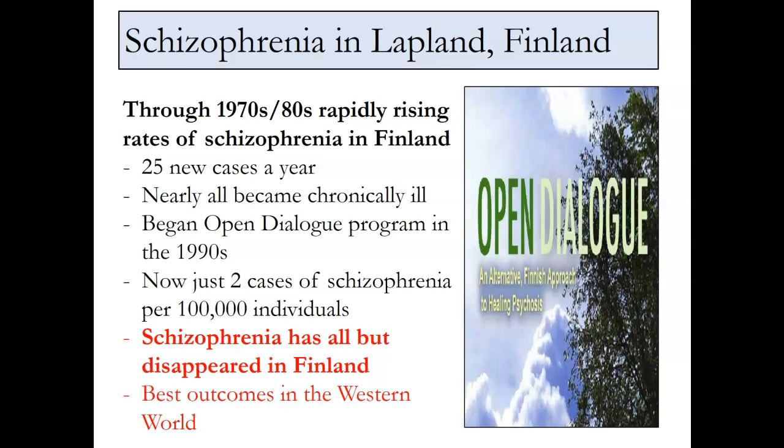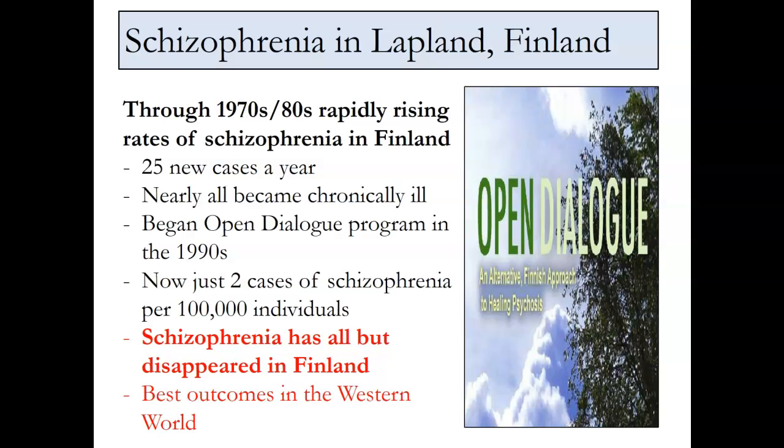So in Finland, like in this country, there was just like a rapid rise, explosion in schizophrenia, explosion in the number of schizophrenics on disability. 25 new cases a year, it just kept going up. It's a small country of Finland, which is significant that it's small. 25 new cases a year. Nearly all of them became chronically ill on medications.